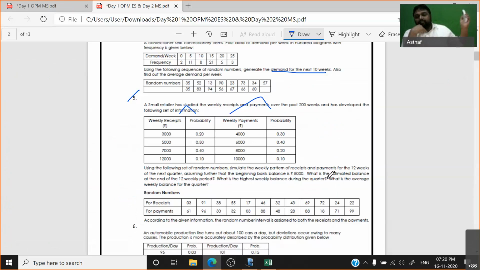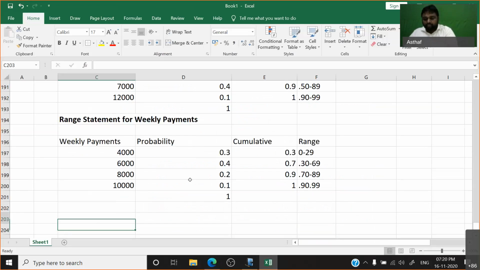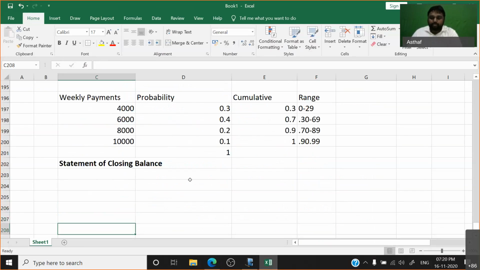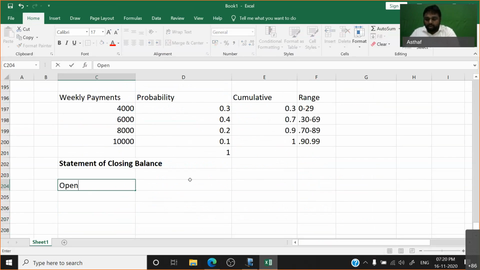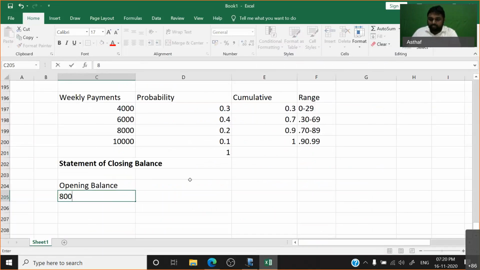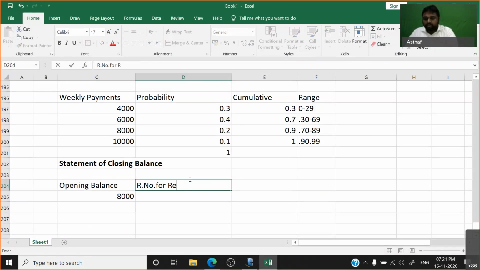The question is asking, using the following random numbers, the payment and receipt, we have the opening balance given. We have to estimate the closing balance. Very easy. So what is the statement? Statement of closing balance. How will we start? The question is already given the opening balance. What is the opening balance? 8,000.